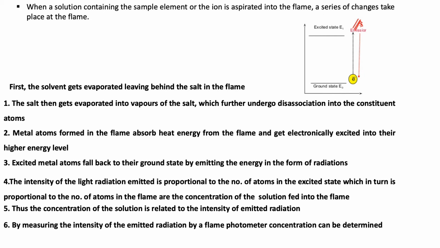Then it undergoes dissociation into constituent atoms. For example, we had taken NaCl, right? So sodium chloride is converted into salt first after evaporation of water. Then it will convert from the solid state to the gaseous state. Then after converting to the gaseous state, it is dissociated into Na+ ions and Cl- ions. Then after dissociating into Na+ and Cl-, atomization takes place in the flame. Atomization means reduction to the corresponding atoms.